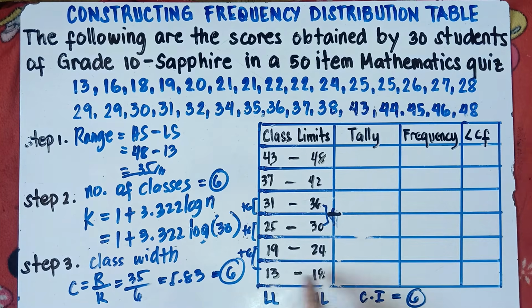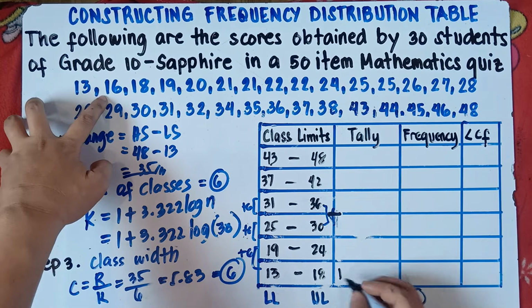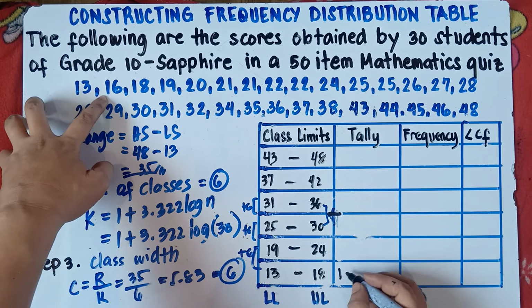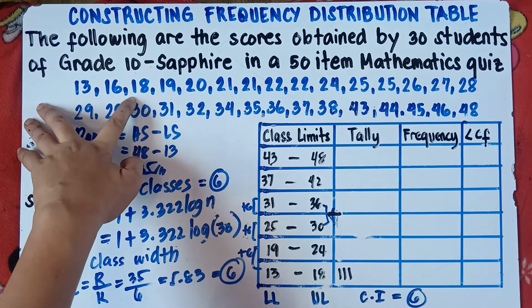That would be 13 to 18. So we have 13, so 1. Then 16, of course, 16 is still here in the middle part, so another 1 for 16. Then 18, so this will be 3.